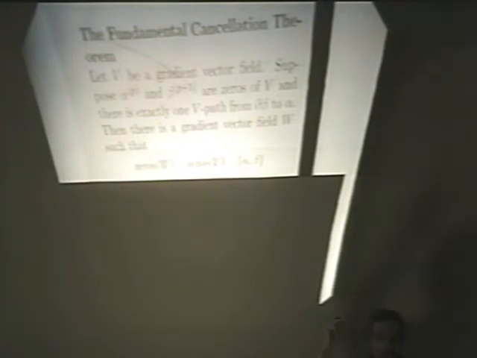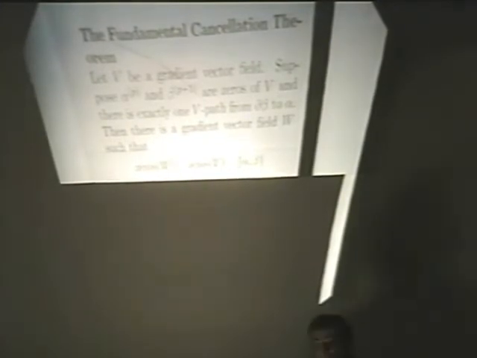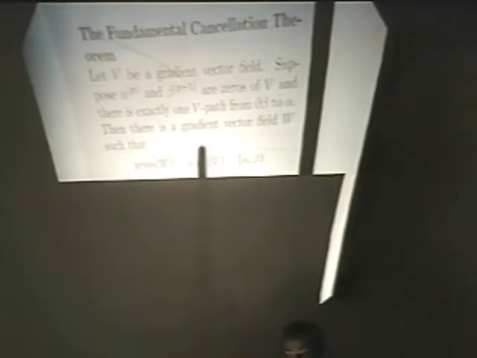You show you can do that until you get down to a Morse function with just two critical points, and then it must be a sphere. Okay. And here's the key step that tells you how to cancel out critical points in a really good situation. Suppose you have a gradient vector field, and you have two critical points which are off by one dimension, and there's exactly one path from the big guy to the small guy. Then you can cancel them out in the sense that there's a gradient vector field with the same zeros except those two are no longer critical.